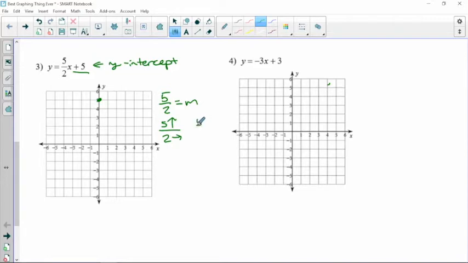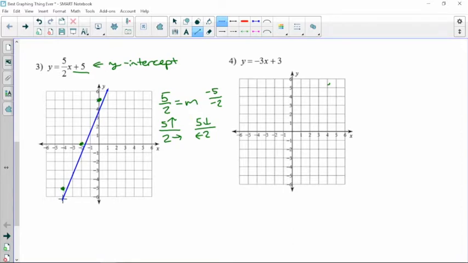I could also do the opposite. I could do a negative, it could be like negative 5 over negative 2. So 5 down and 2 left. So I'm going to go 5 down from there, and 2 to the left, and put a point. And 5 down from there, and 2 to the left, and put a point. And that will make a pretty nice line. Oh, I missed. If you use a straight edge, this works out better. But there you go.